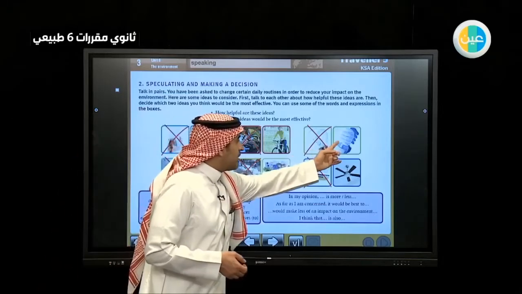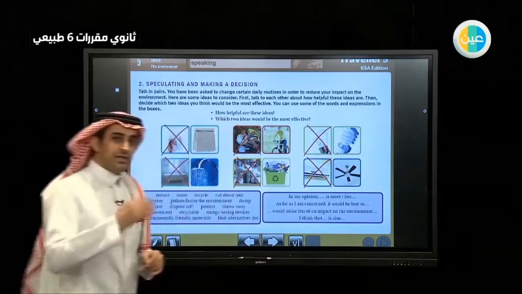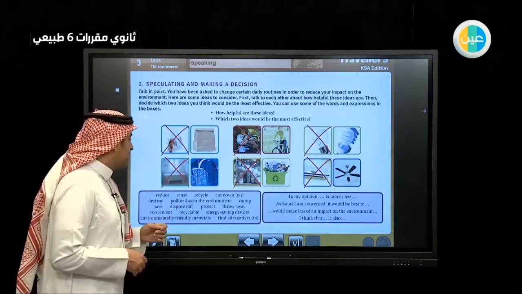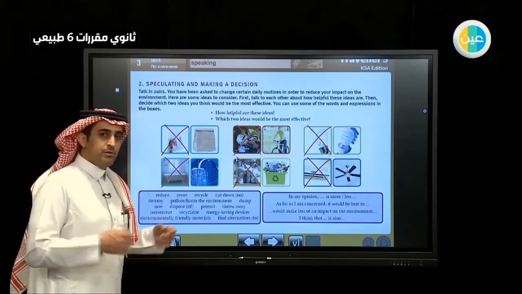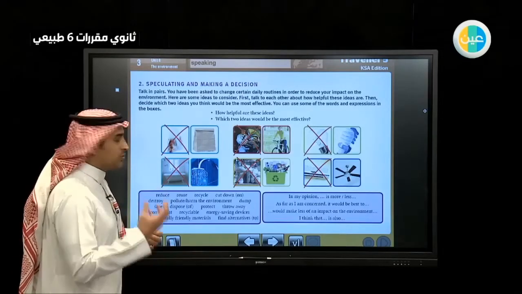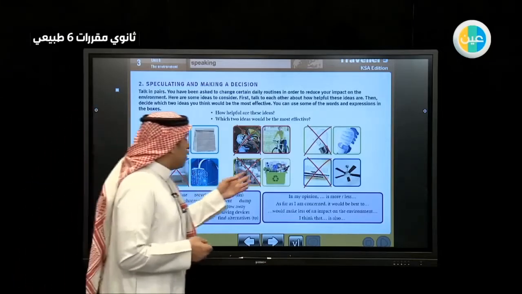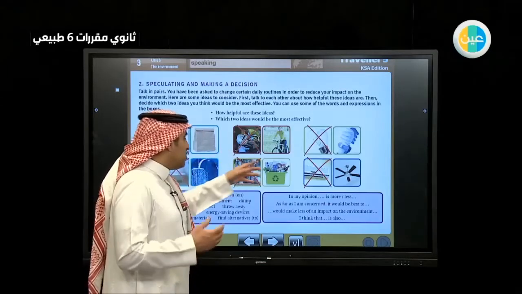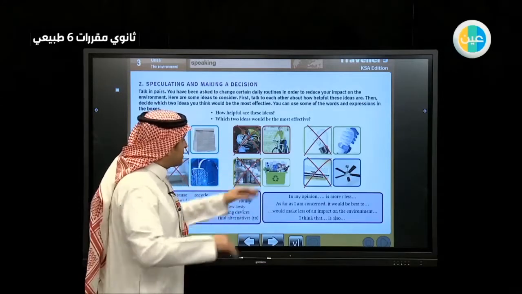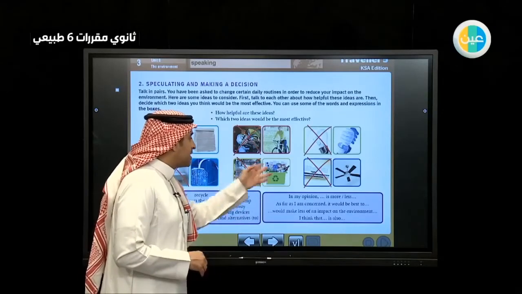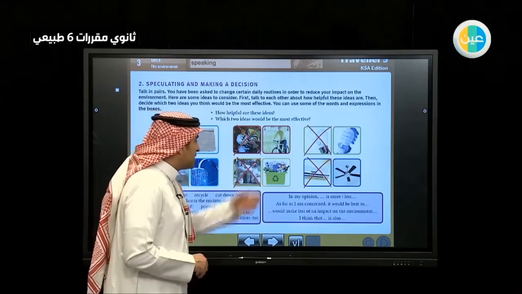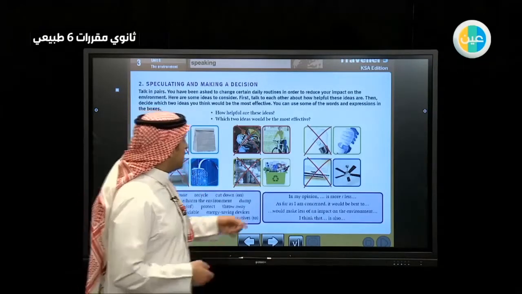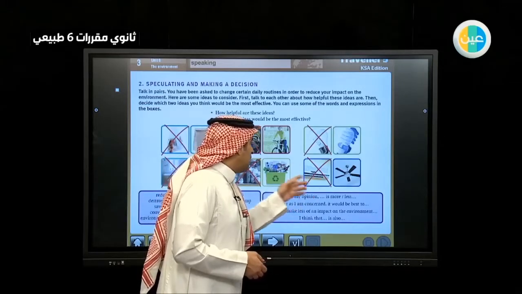Here we have the LED light. It's saving energy. Also with water, you can use the washer instead of the tub to reduce the use of water. And also here we have trash. Okay, you can separate some bottles, plastic and glass to make them recyclable. Okay, because we recycle them to use them again and again.